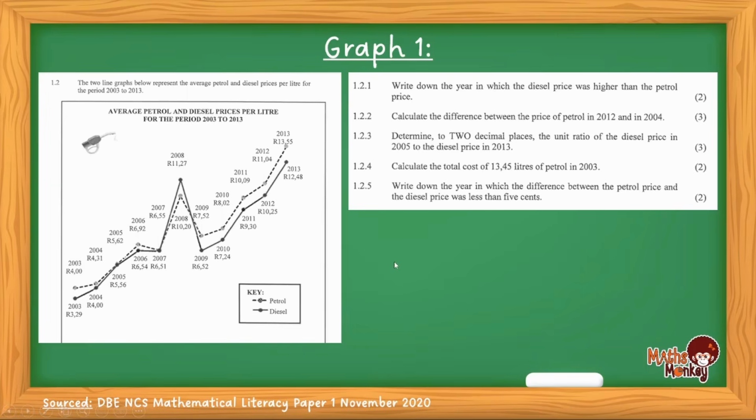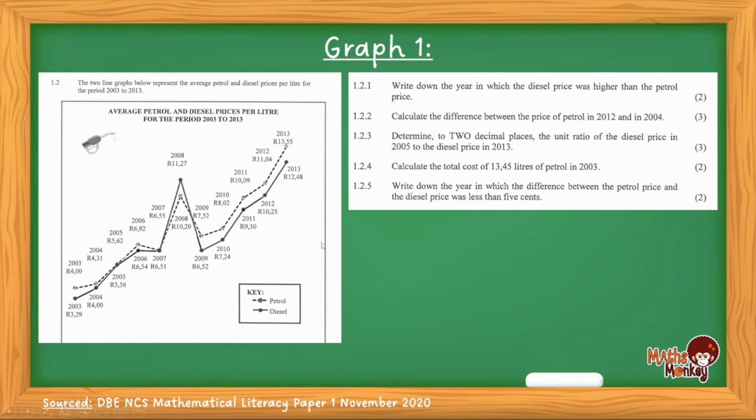Okay, so I have used specific graphs from past papers, and I want to use the graphs so that you can see how you can expect to see graphs in an exam situation, but then also how to answer them. This specific question paper I've taken from the paper 1 November 2022 DBE NCS question paper, and yeah, so let's work through this.